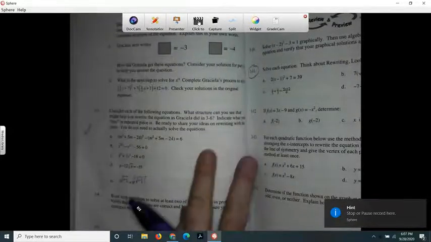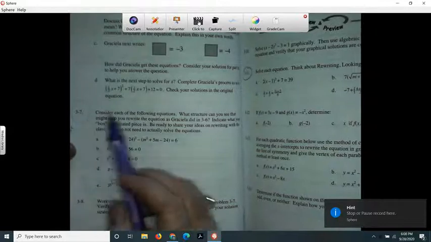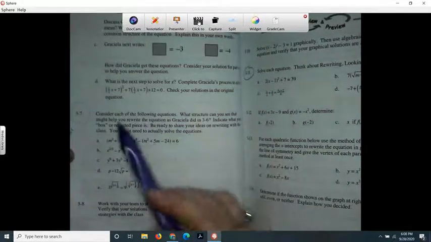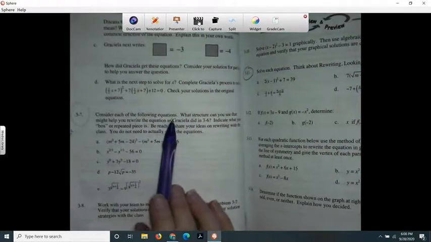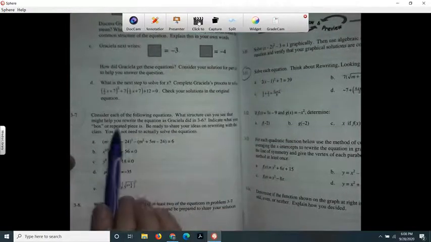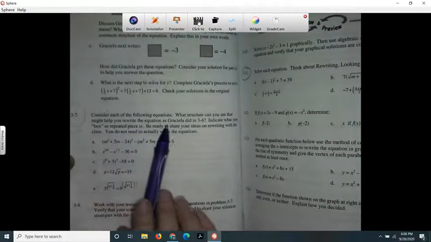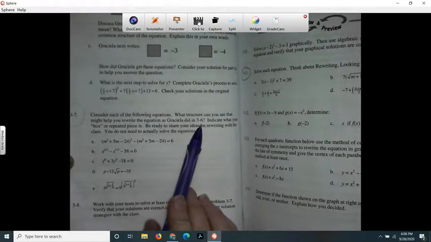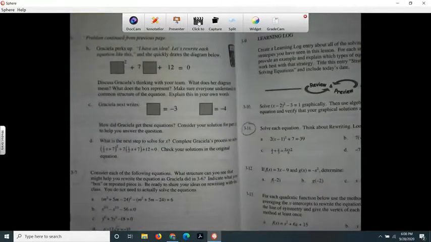Here's Integrated 3, problem 3-7. We were doing this in class. It says, consider each of the following equations. What structure can you see that might help you rewrite the equation as Graciela did in 3-6? Remember, she wrote these boxes.